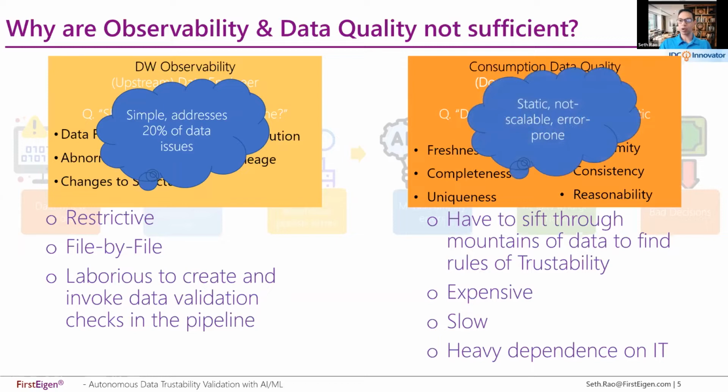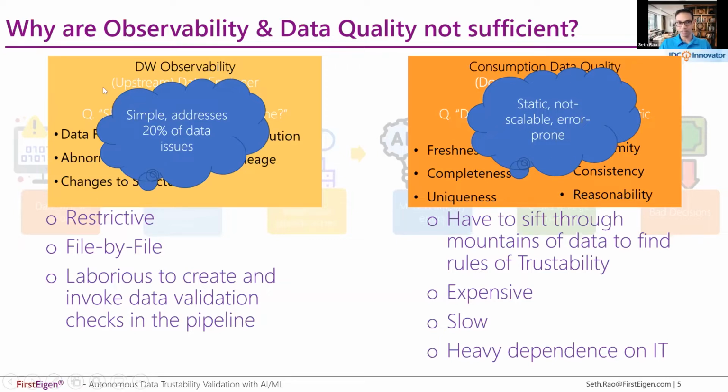Now, the problem with data quality is it is pretty static. Rules that were determined a long time ago continue to be used forever and ever. Even though your data has evolved, it has changed, the ecosystem has changed, those rules become very static. Why? Because you have tens, if not hundreds of thousands of rules. It's not scalable, and it's often error prone.